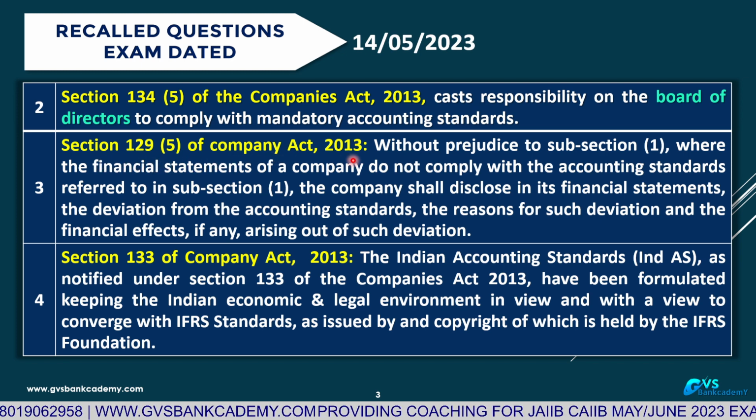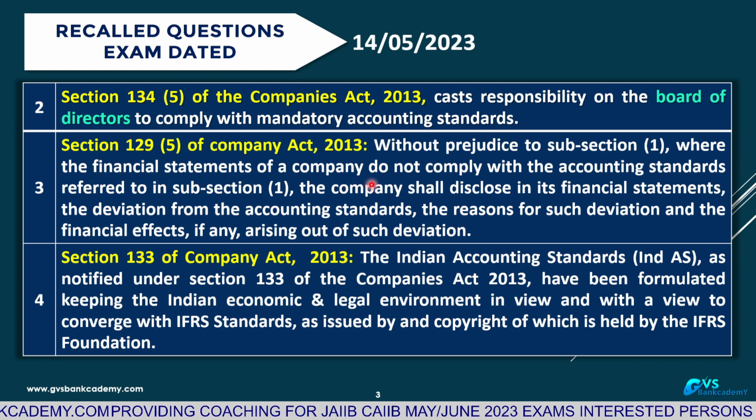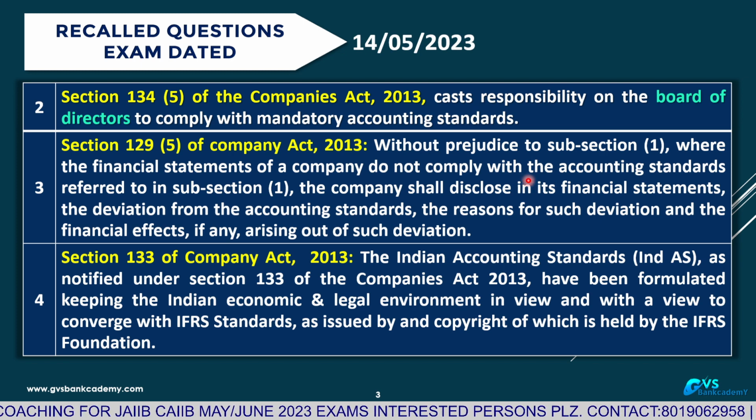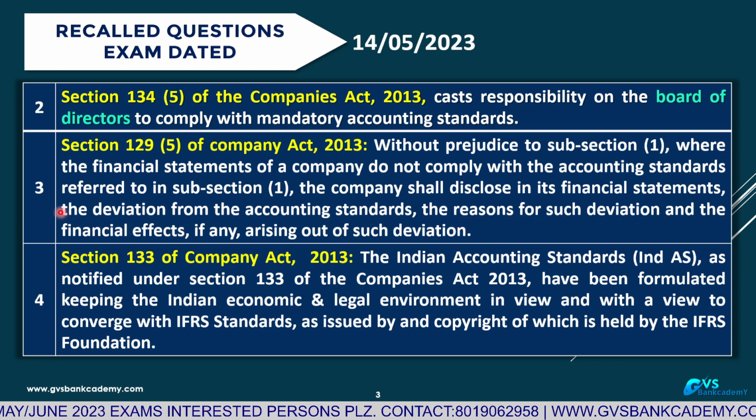Section 129(5) of the Companies Act 2013. Again, the third question is different. Section 129(5), without prejudice to subsection 1 of Section 129 of the Companies Act, where the financial statements of the company, meaning balance sheet, P&L, cash flow statement, and statement of changes in equity, do not comply with accounting standards, the company shall disclose in its financial statements the reasons for the deviation from the accounting standard, why they are deviating, and the financial impact in the financial statements, if any, arising out of such a deviation. This is also important.